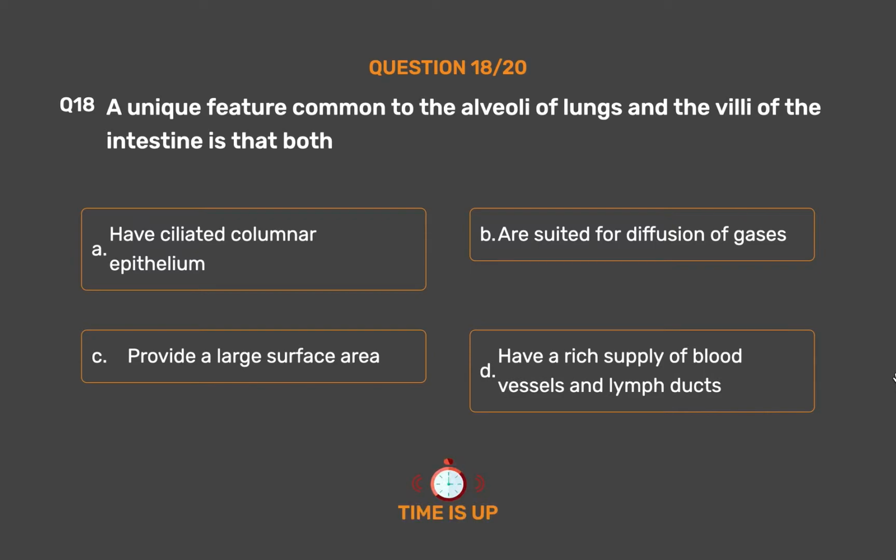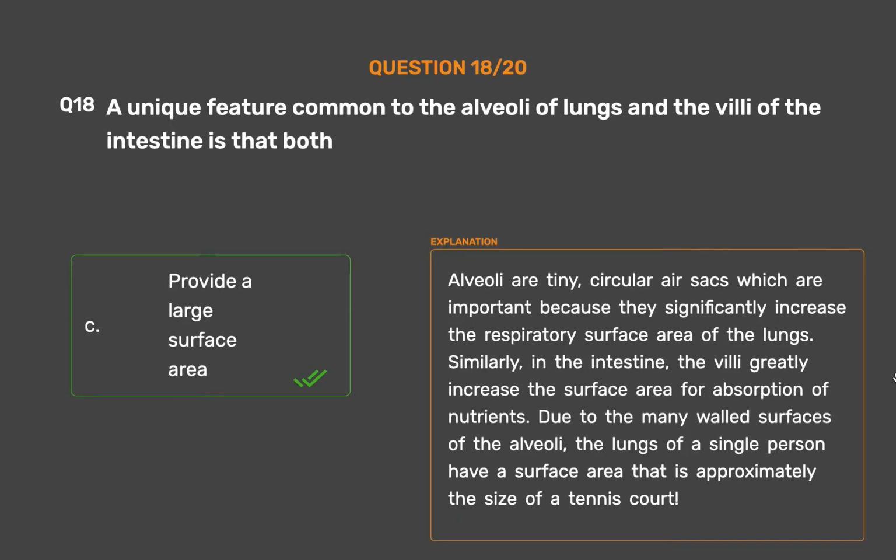The correct answer is Option C. Provide a large surface area. Alveoli are tiny, circular air sacs which are important because they significantly increase the respiratory surface area of the lungs. Similarly, in the intestine, the villi greatly increase the surface area for absorption of nutrients. Due to the many walled surfaces of the alveoli, the lungs of a single person have a surface area that is approximately the size of a tennis court.